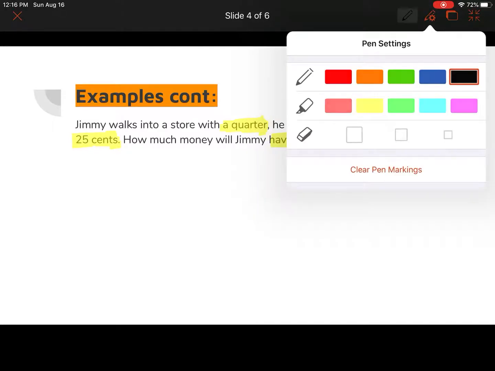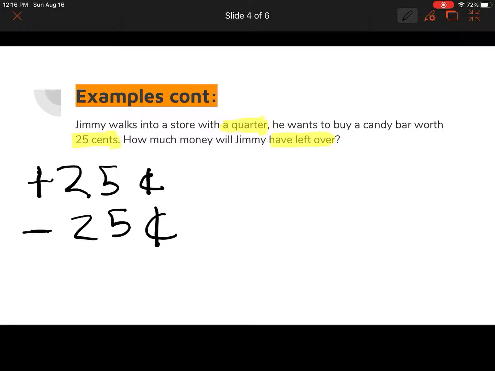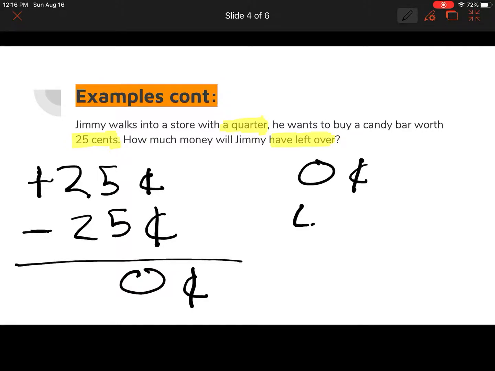So let's see what we have here. Jimmy starts with a positive 25 cents. Jimmy spends, or he is subtracting, 25 cents. And now this gives us a total of 0 cents, because a positive 25 cents minus 25 cents, or adding a -25 cents, will give us a total of 0 cents. So Jimmy will have 0 cents left over.